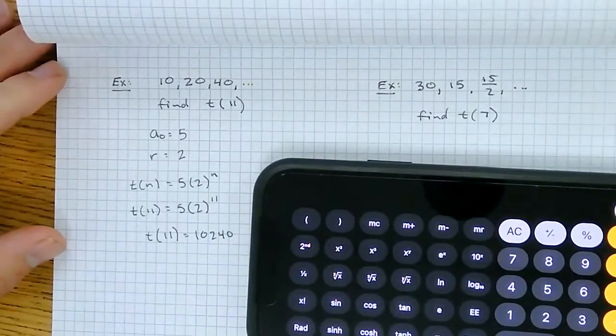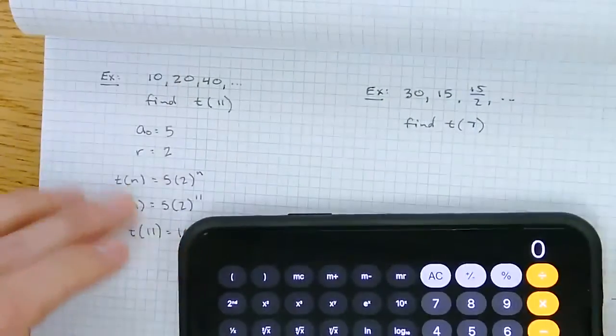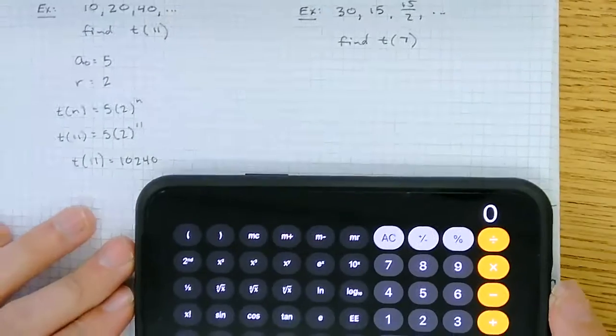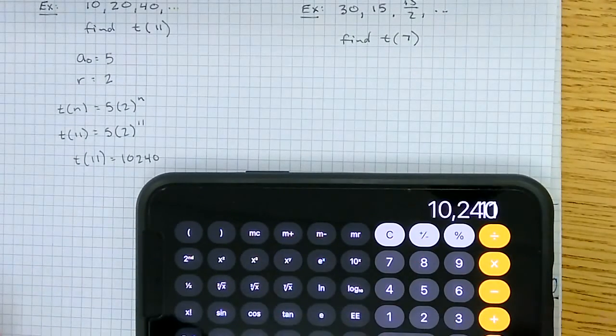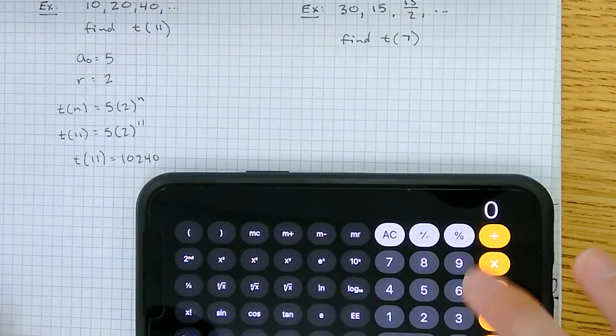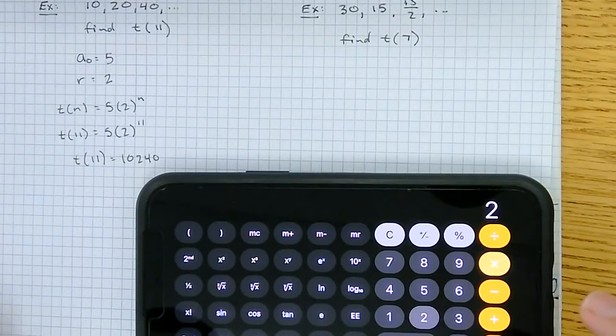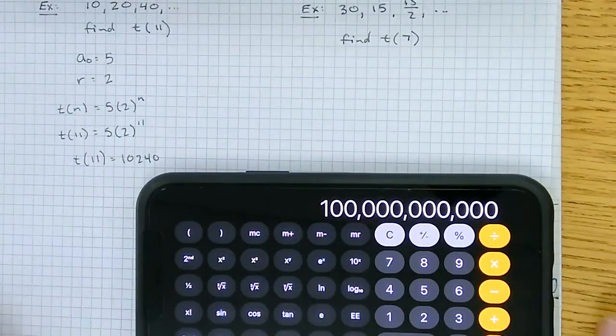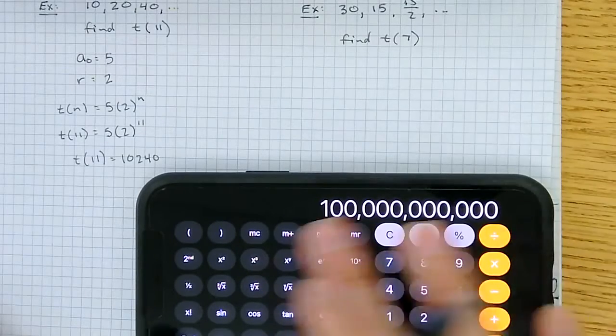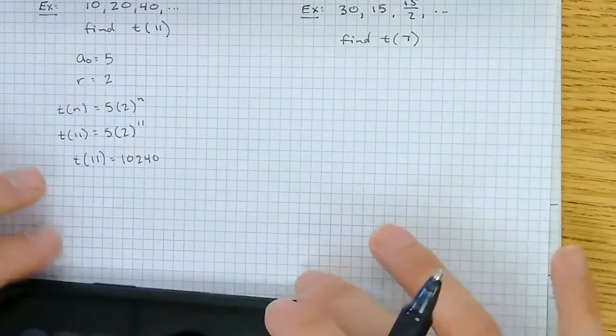If you tried doing it the other way, where you tried saying 5 times 2 to the 11th, well, that still worked. If you said 5 times 2, and then you raised that to the 11th, you'd get a really big number. So just make sure you're doing the exponent first.